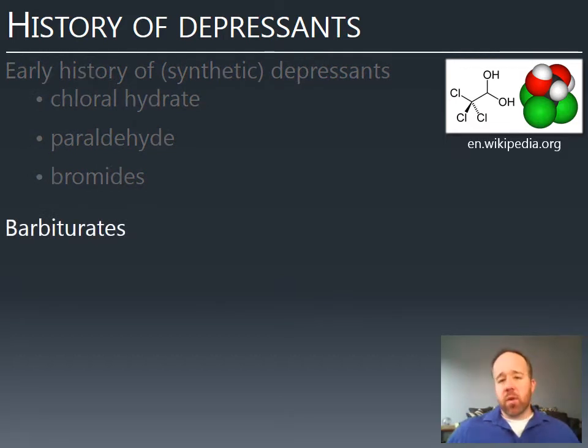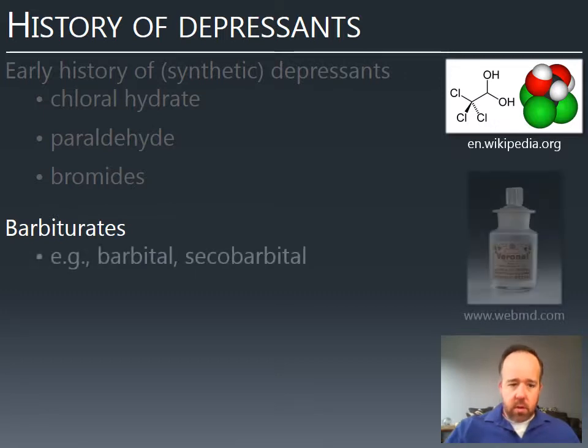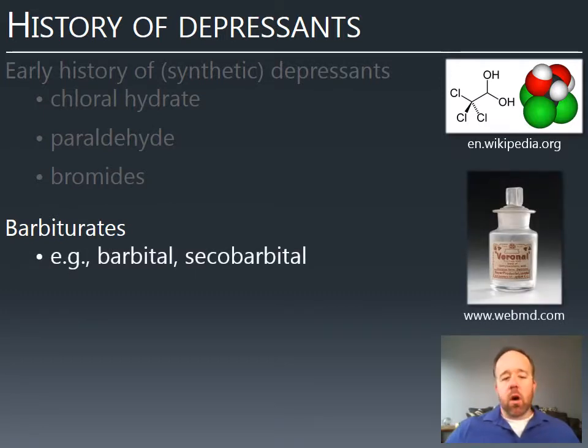The first big class of depressants that were widely used are the barbiturates. Some of these are famous. Barbital, for example, is one of the first ones. Secobarbital is a small modification of barbital. Here on the right, we see, again, an old bottle for the medicine. This is barbital under the brand name Veronal. We'll see a lot of that in this unit. We have both the chemical name and the brand name, and some of the brand names you will likely recognize.